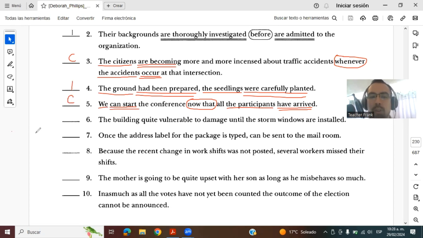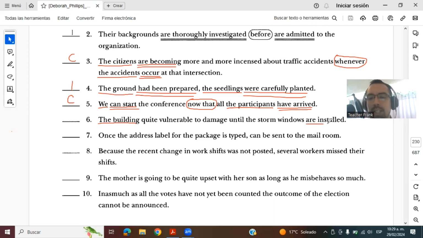The building quite vulnerable to damage until the storm windows are installed. Okay. The building quite vulnerable. Maybe the building is the subject, but quite is an adverb and vulnerable is an adjective, right? Like the building is vulnerable. The building is strong, right? Like it just describes the building, and quite is like it's very vulnerable, it's quite vulnerable, it's a little vulnerable, it's a little strong, but there is no verb, right?